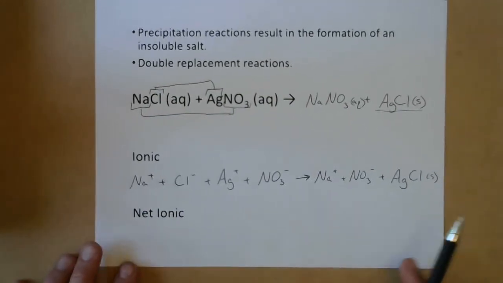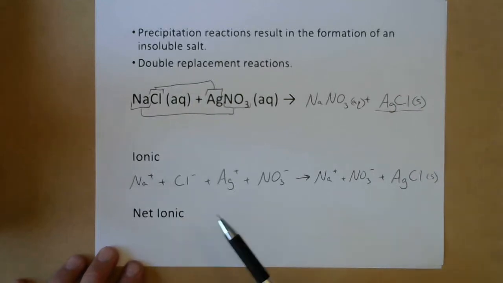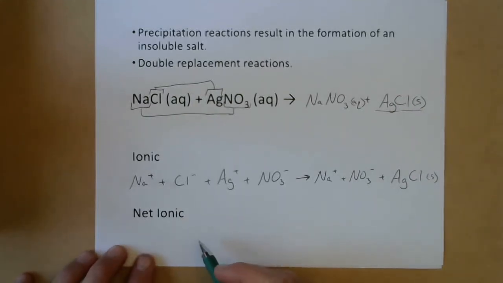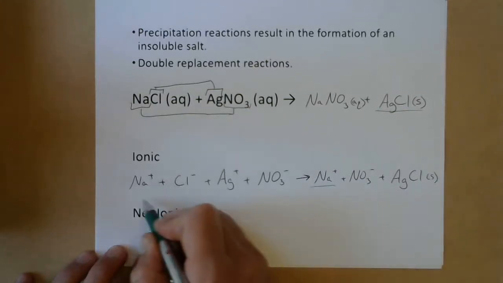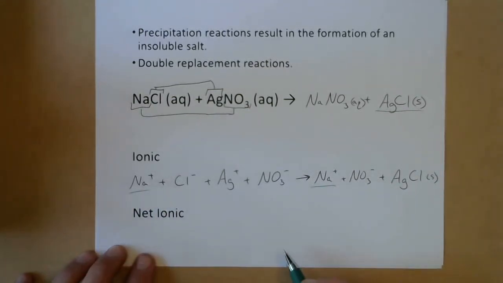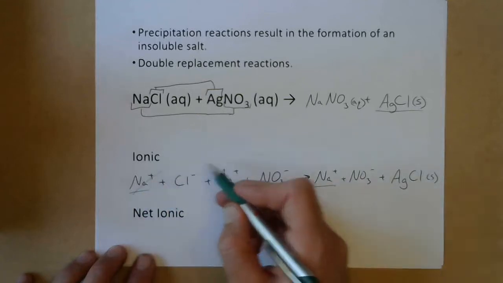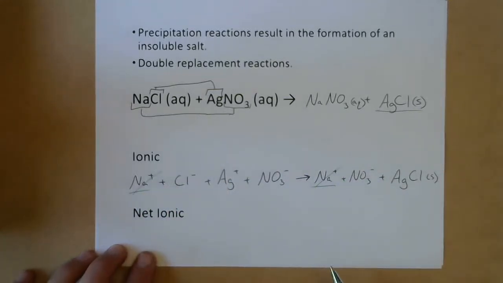And next what we're going to do is write what's called a net ionic equation. If you'll notice in this equation, you have some things that are present on both sides and didn't change. So you have sodium ions here and sodium ions here. Since the sodium was unchanged, you can cancel it out. On both sides of the equation, it really didn't undergo any kind of reaction. It's actually called a spectator.